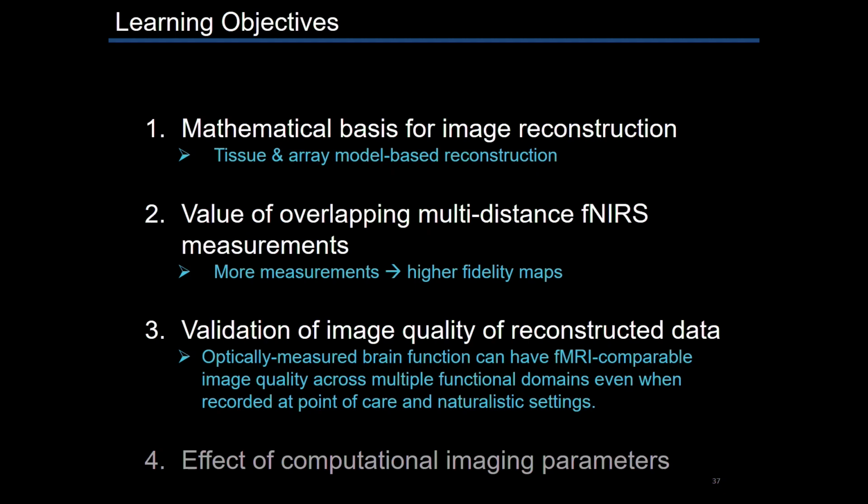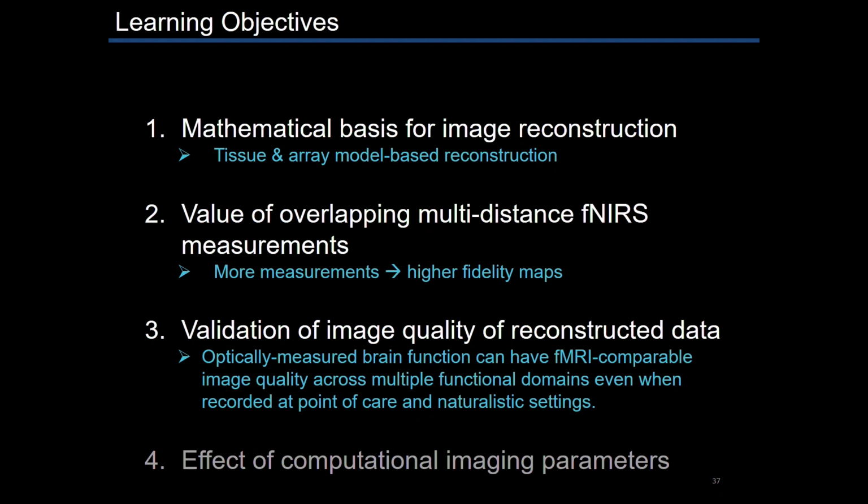The tissue and array model-based reconstruction we discussed, the value of overlapping multi-distance measurements. The more measurements, the better the high fidelity maps you're going to get, though that leads to significant challenges in system design and putting the cap on. So real-time metrics of data quality are essential to really make sure you're getting good data, akin to anyone that's using FIRM, which is becoming very popular in the resting state fMRI community.